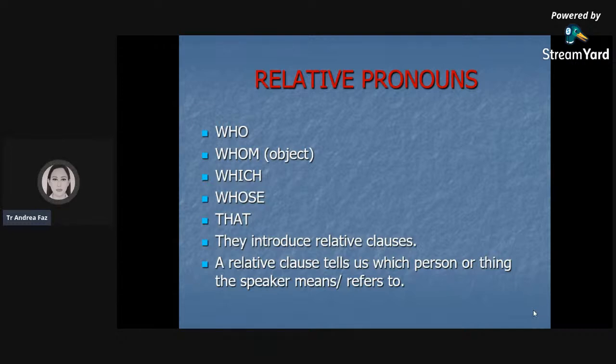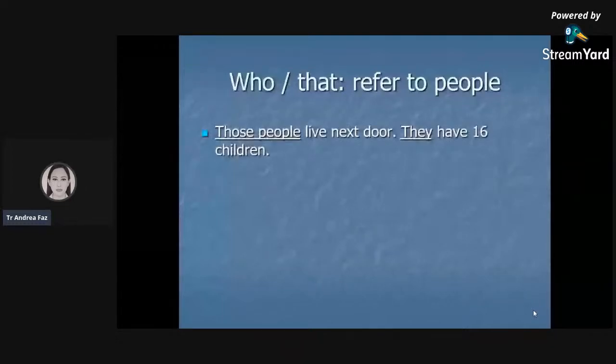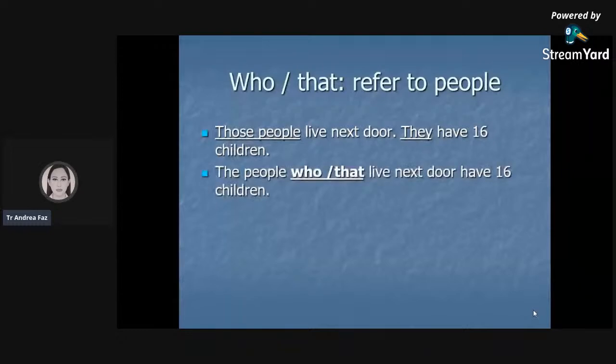They are relative pronouns that refer to people. For example, those people live next door. They have 16 children. The people who live next door, or the people that live next door, have 16 children. As you can see, those and they are the pronouns of the sentences, and who and that are the relative pronouns that help us to construct the clause.